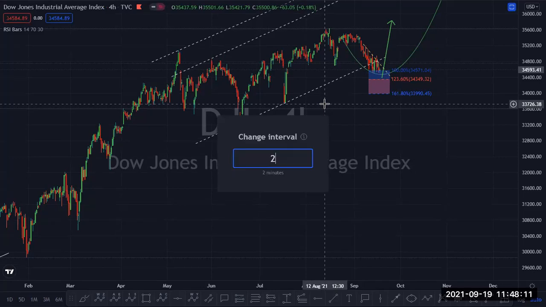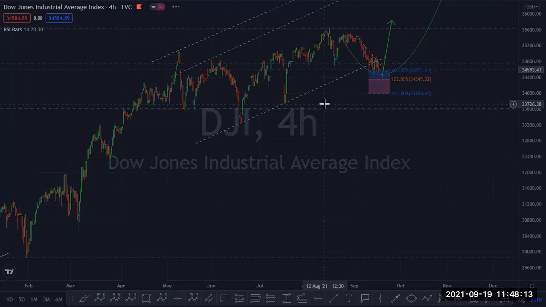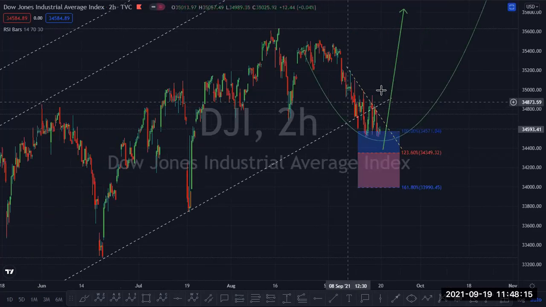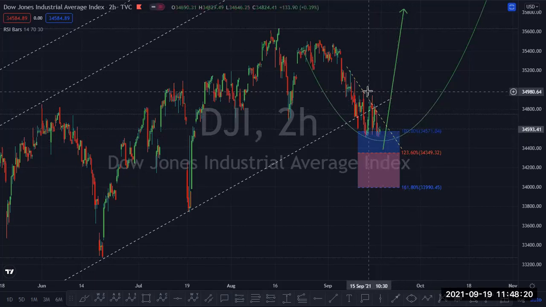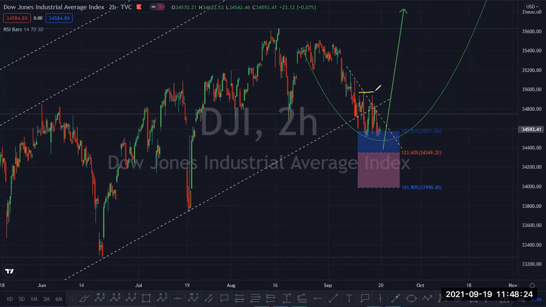Okay, so let me go to 2 hours to give you an idea of how to trade. In my own idea, when this market closes above here, when the market goes above this level, then the buy can be good. And of course, you can buy from here if you know how to trade such. If you don't know, wait for it to close above this level.